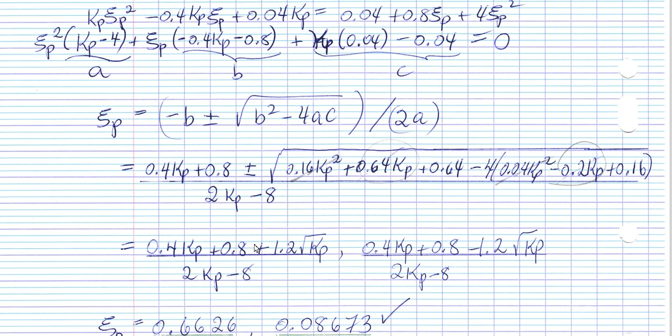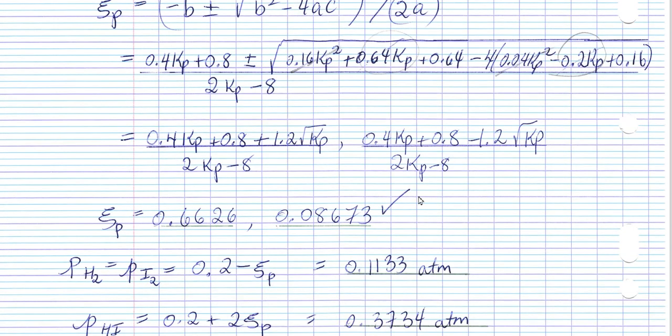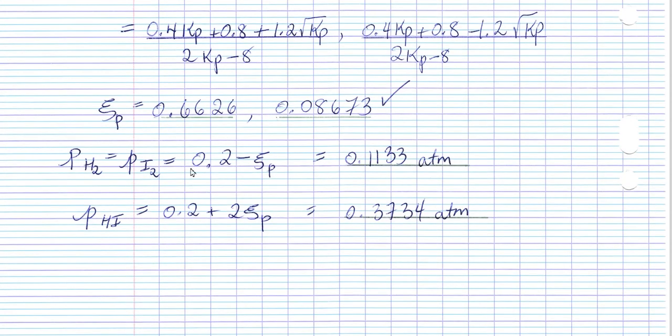Here are the two roots. We have then the positive root and the negative root. And when the value for Kp, which is 10.87, is substituted into this equation, two roots are obtained, 0.6626 and 0.08673.